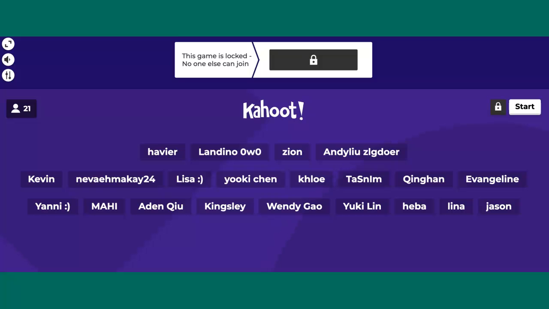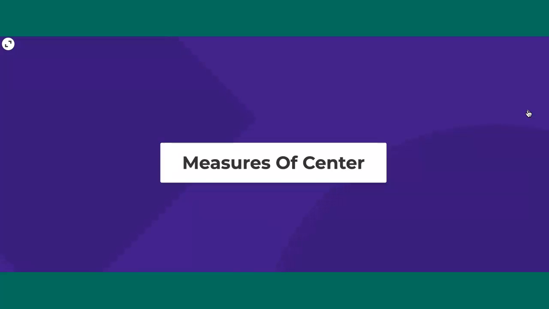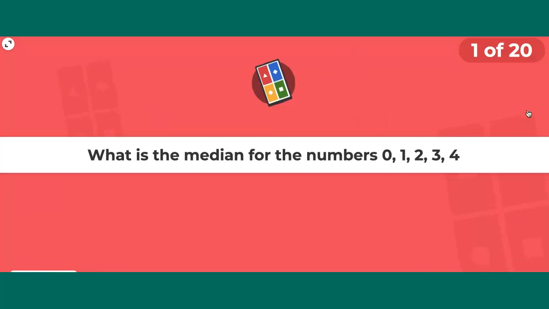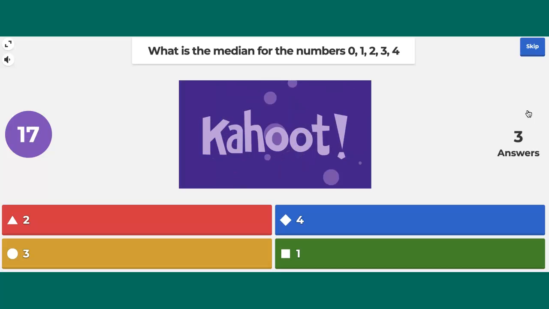Yes, we're doing mean, median, mode, and range. Let's start. Measures of center. Question one. What is the median for the numbers 0, 1, 2, 3, 4?